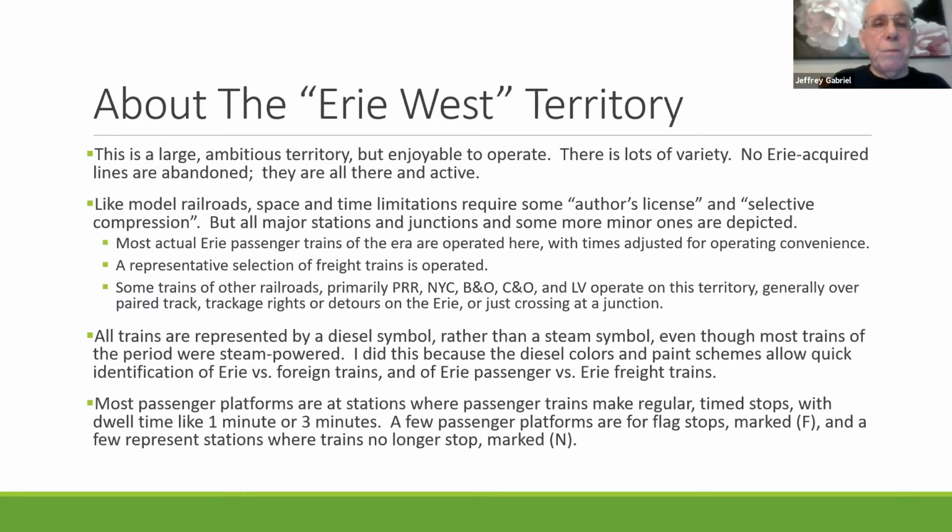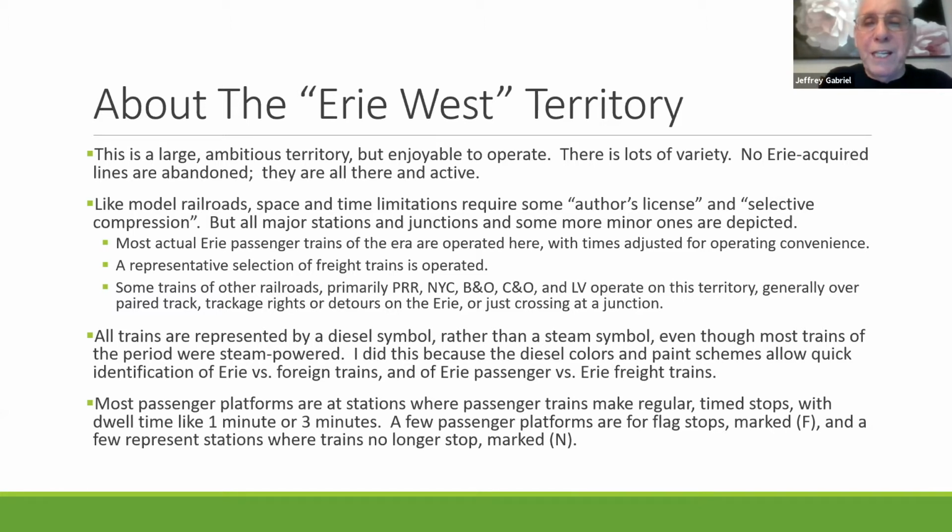Most actual Erie passenger trains of the era do operate here. Times are slightly adjusted. A representative selection of freight trains is also operated. And there's some trains of other railroads on this territory, primarily Pennsylvania, New York Central, Baltimore and Ohio, Chesapeake and Ohio, and Lehigh Valley. They generally operate on paired trackage rights, or sometimes on detours on the Erie, or just crossing at a junction with the Erie.